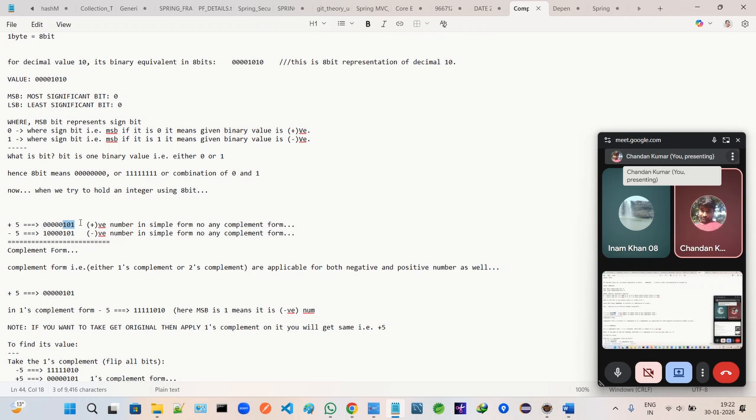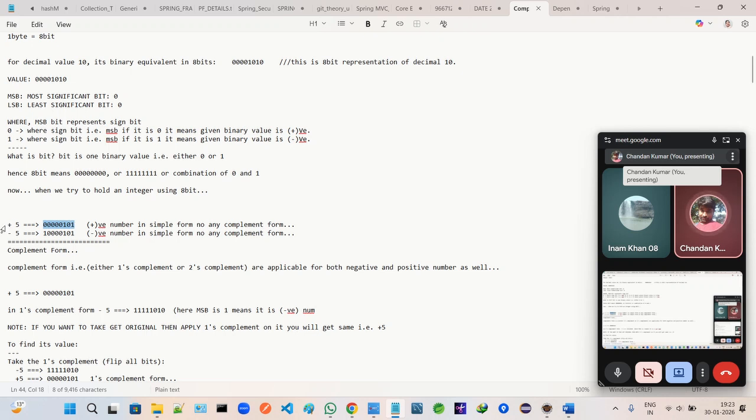8 bit means from here to here. 3 bits are already available, now we require 5 more bits, so 5 zeros are added over here, right? And since it is plus 5, meaning positive, I have directly added a 0 here. That's it. This is the representation of plus 5. Getting my point? Where MSB 0 represents a positive number in simple form, no complement form. Whether it is complement form or not, leave it. Simple form only. This is positive 5, no complement form.